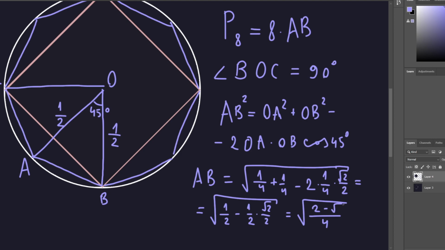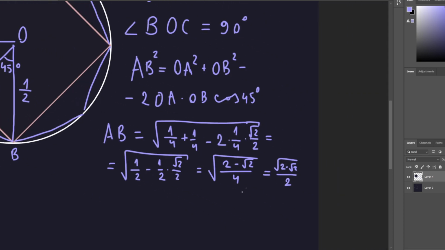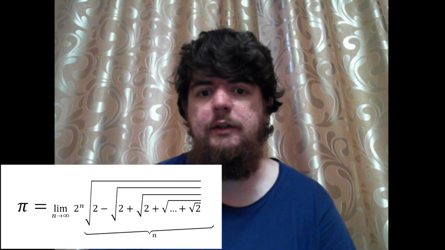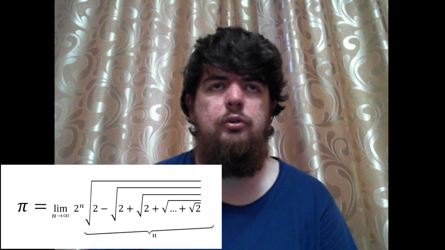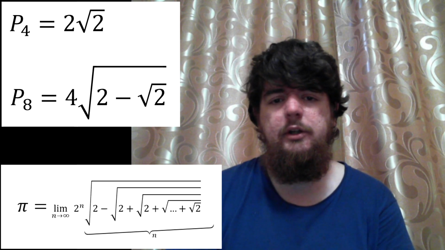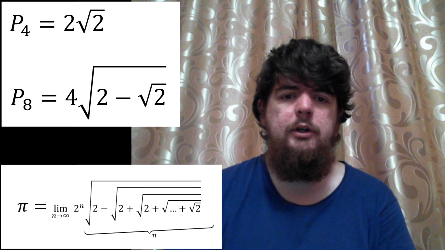Which finally gets us, as a result, a length of AB equal to square root of 2 minus square root of 2, divided by 2. But remember, we have to multiply that value by 8 to get the perimeter of the octagon. So the final answer is 4 times the square root of 2 minus square root of 2. I want to remind you that we're trying to prove this formula, and the perimeters of polygons should look somewhat like it. And if for the square it doesn't quite look like it, for the octagon it's already much more similar to this formula.